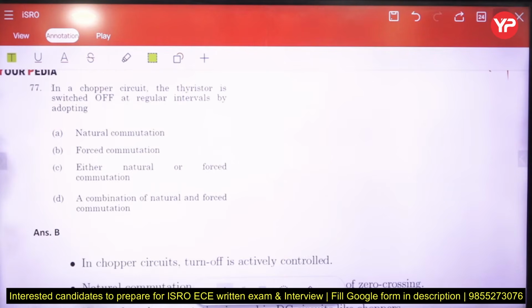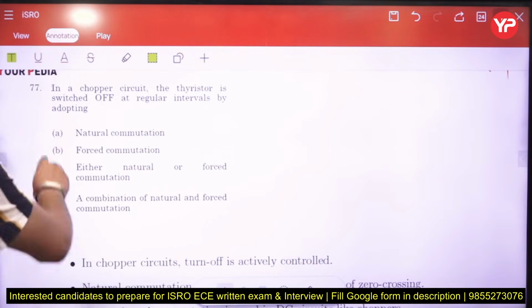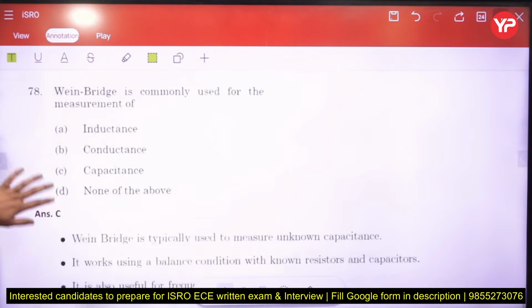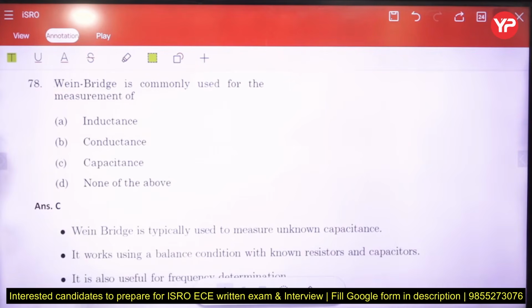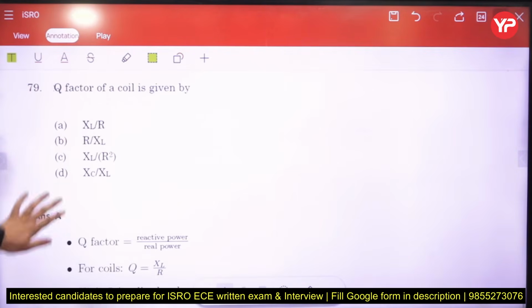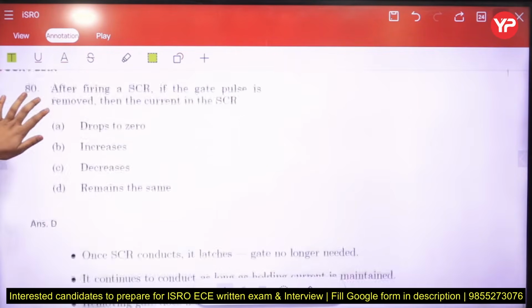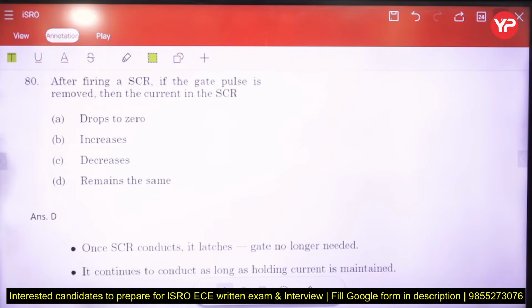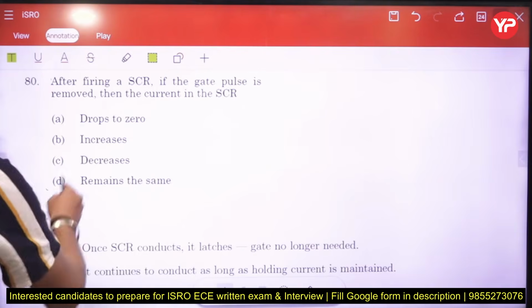In a chopper circuit, the thyristor is switched off at regular intervals by adopting force commutation, right? A bridge is commonly used to measure the capacitance. Q factor of a coil is given by XL over R. Answer will be A. And the last question, after firing the SCR, if the gate pulse is removed, then the current of the SCR remains the same, that current will not change.